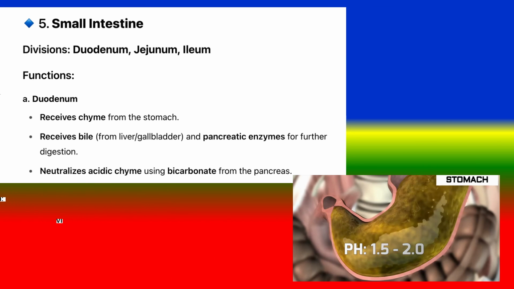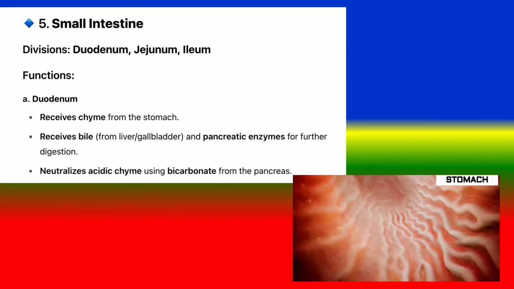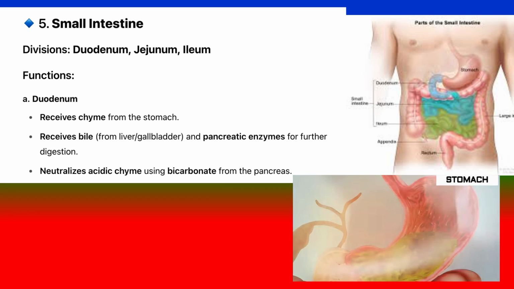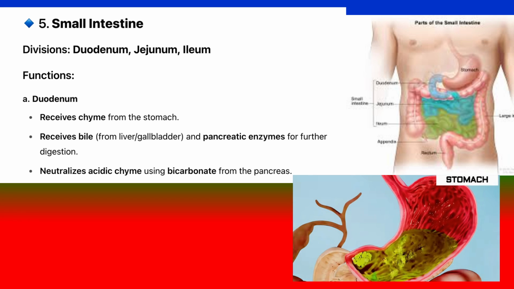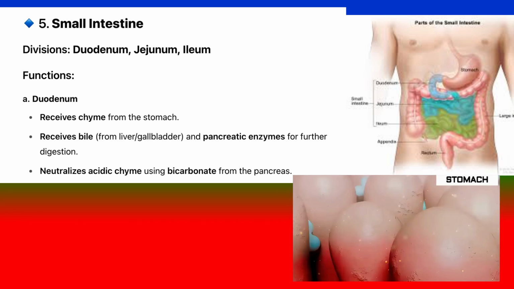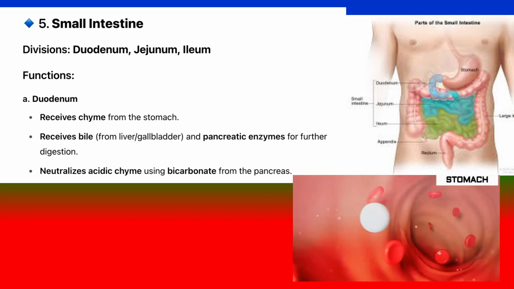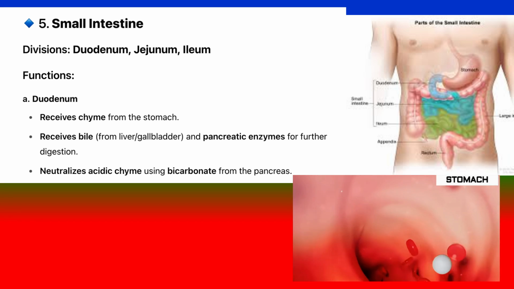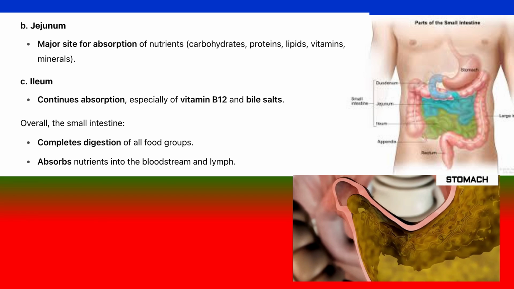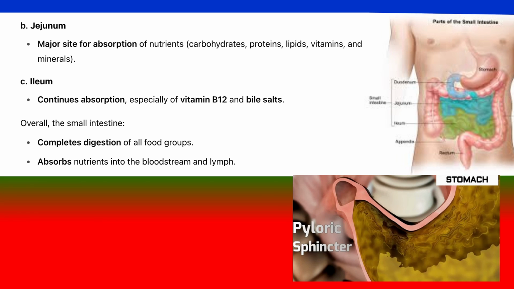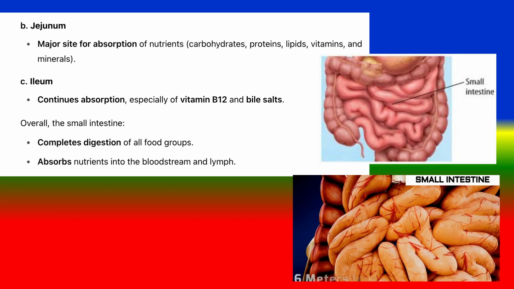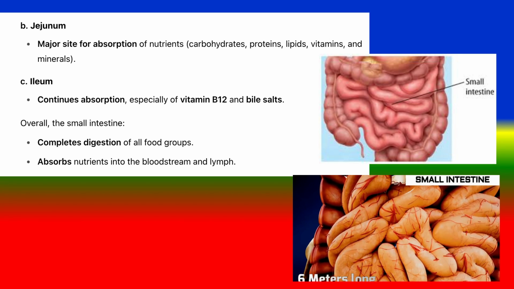5. Small intestine. Divisions: duodenum, jejunum, ileum. Functions: A. Duodenum receives chyme from the stomach, receives bile from the liver, gallbladder, and pancreatic enzymes for further digestion. Neutralizes acidic chyme using bicarbonate from the pancreas. B. Jejunum, major site for absorption of nutrients: carbohydrates, proteins, lipids, vitamins, and minerals. C. Ileum, continues absorption, especially of vitamin B12 and bile salts.